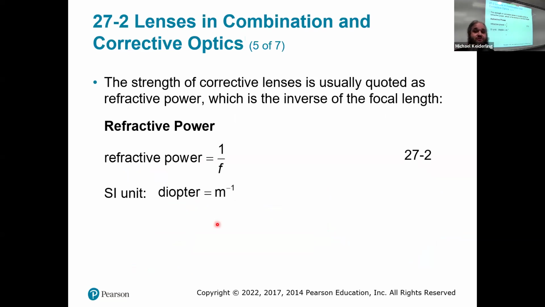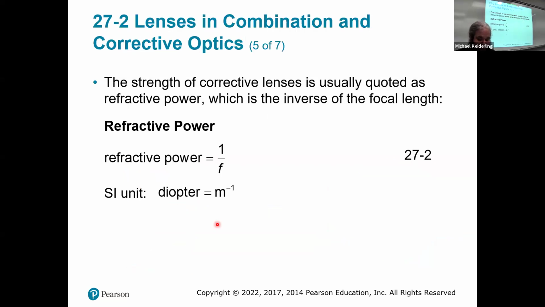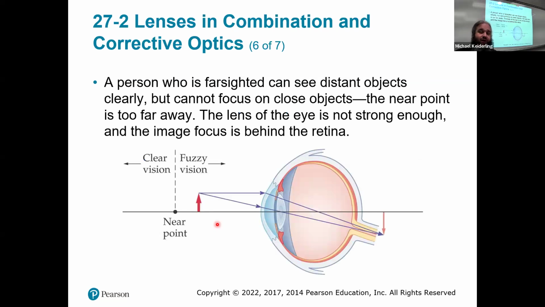And the strength of corrective lenses is usually quoted as a refractive power, which is the inverse of the focal length. And the units are diopters, which are inverse meters. So that negative 321 centimeters would be 0.31 diopters. So that was for nearsightedness.